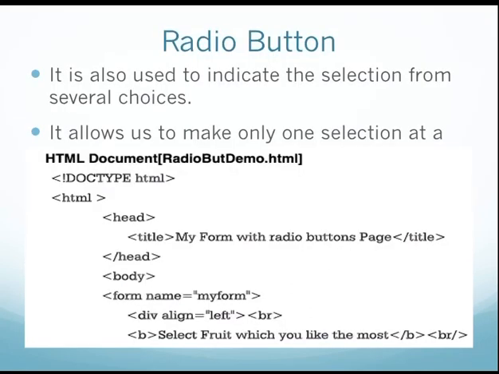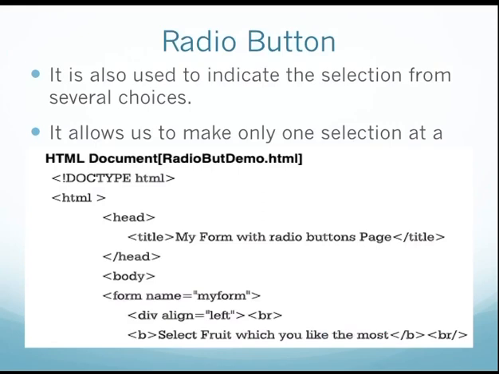Okay, next is a radio button. It is basically used to indicate a selection from several choices. But there is a difference between a checkbox and a radio button. In the case of a radio button, you can select only one option, but in the case of a checkbox, you can select multiple options from the list.